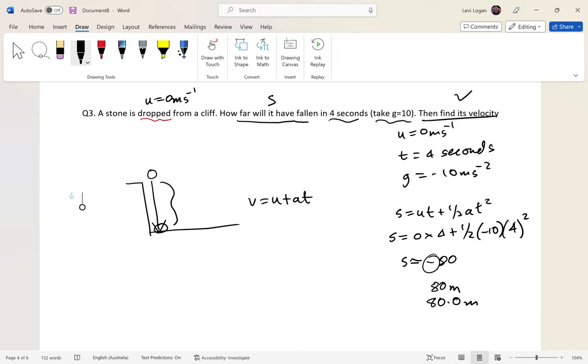Now this equation: v equals 0 plus negative 10 times 4, so v is negative 40 meters per second. The reason we have this negative sign is the direction of the velocity. Since it was dropped up here, it's going to have a velocity vector going down like this. Cool. That question is answered. You get full marks if you had all that.